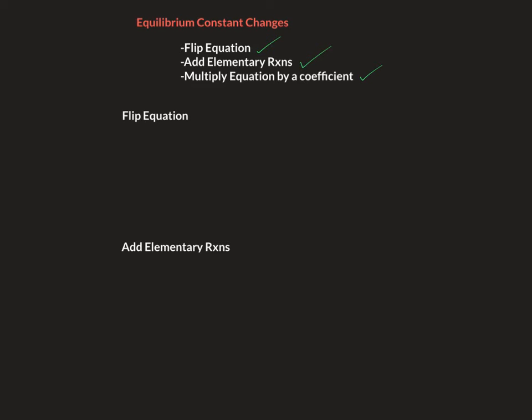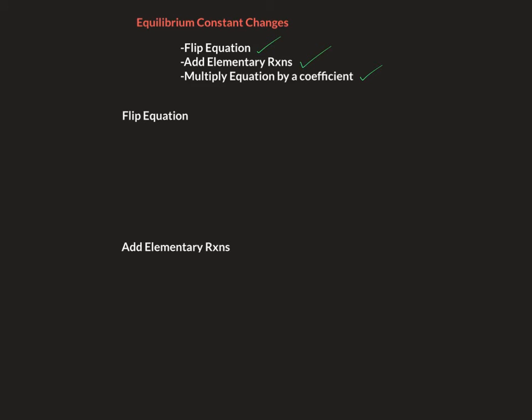When you flipped a reaction in chapter 5, we talked about enthalpy. The enthalpy flipped its sign. So if it was exothermic and you flipped the reaction, it then became endothermic and became positive. Adding elementary reactions, when you used Hess's law in chapter 5, when you added up all the elementary reactions, you added up the enthalpy values.